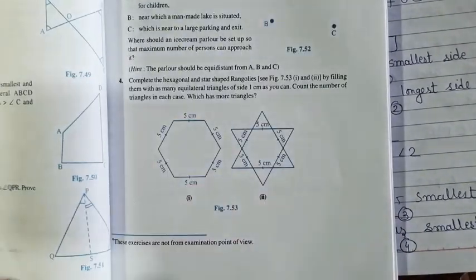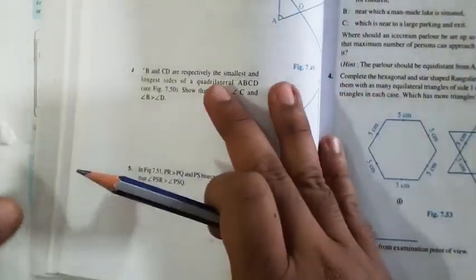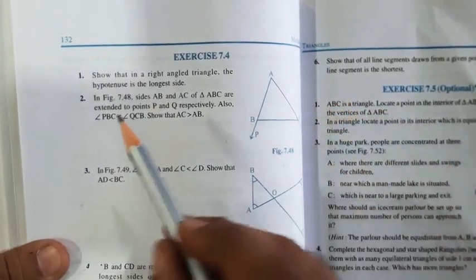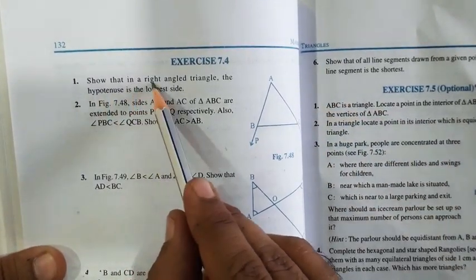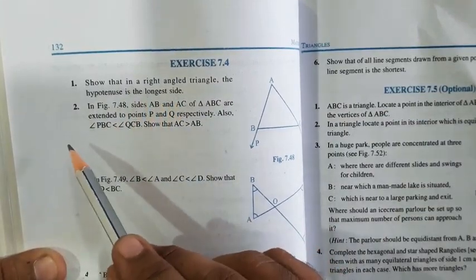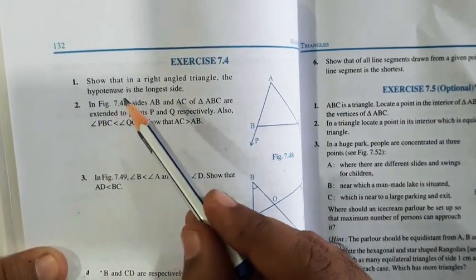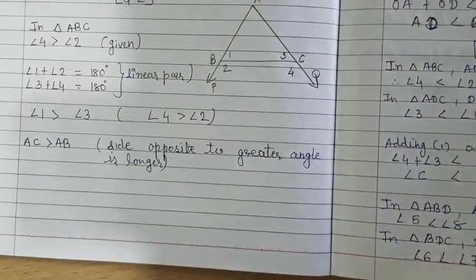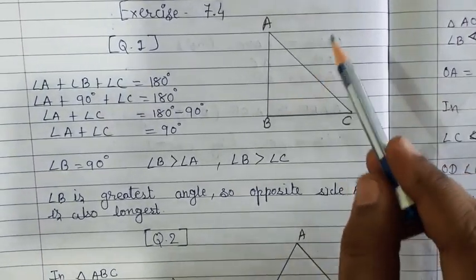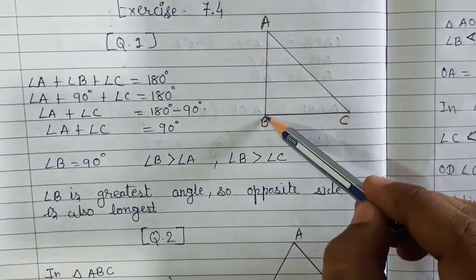So let us start our exercise number 7.4. In exercise 7.4, first question: show that in a right angle triangle the hypotenuse is the longest side. हमें इसमें prove करना है the hypotenuse is the longest side. So first of all, in the rough notebook we have to draw the right angle triangle. Okay, so in our fair book we have to draw, here I draw the right angle triangle ABC. B is 90 degrees.